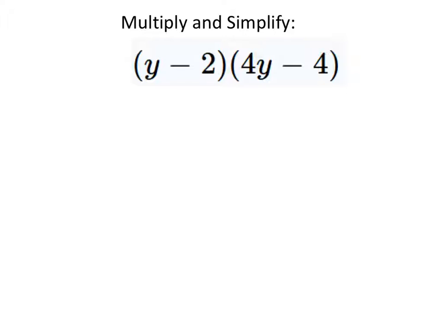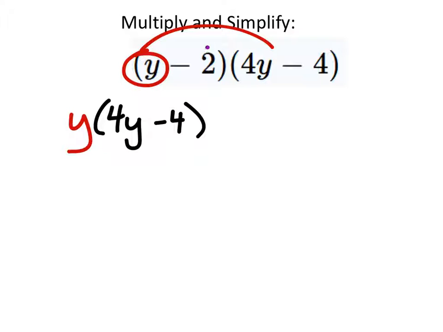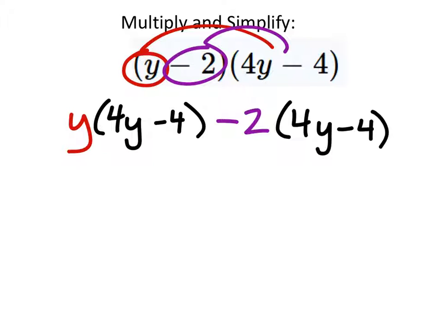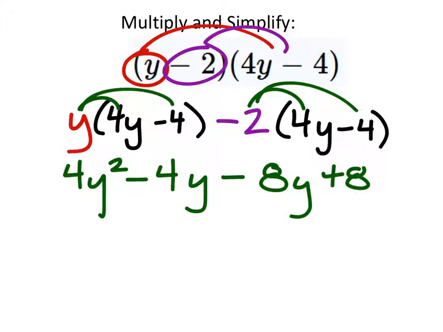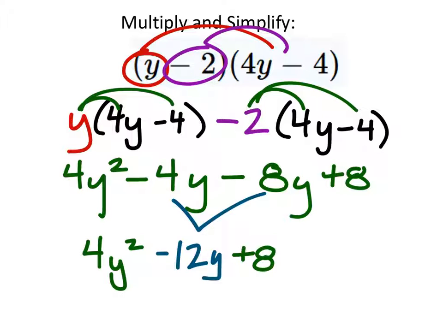I'll do this one a little faster, maybe, if I can write it faster. But the concept is still the same. I'm going to take this y and multiply it by this other parenthesis. And then I'm going to take my negative 2 here and multiply it by the same parentheses. And then I'll distribute these into both sets of parentheses. So I got 4y squared minus 4y minus 8y plus 8. Well, then we'd combine these two sets of y's in the middle. Negative 4y minus 8y is negative 12y. And that would do it.